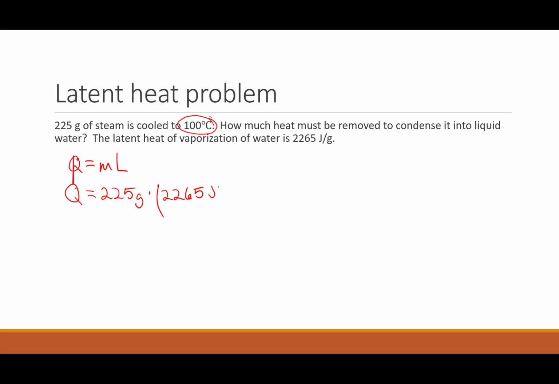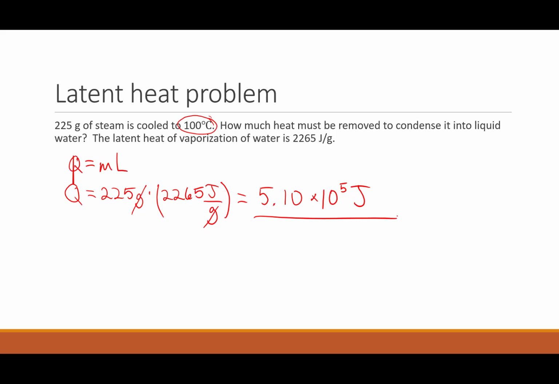2265 joules per gram. Now, you want to be careful about units here. You need to make sure that your mass units cancel, grams over grams, and we're left with units of joules. 225 times 2265 is equal to a very large number, 5.09, actually 5.10 times 10 to the 5 joules.